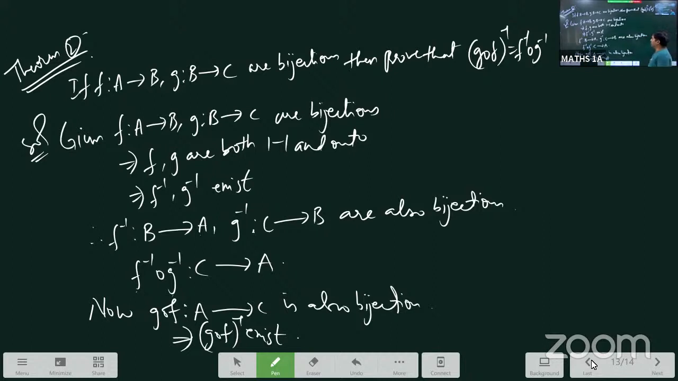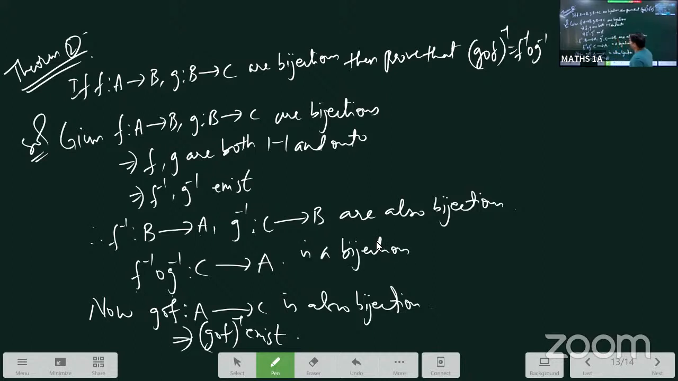C to A. F inverse is mapping from B to A and G inverse is mapping from C to B, and both are also bijections. Now write the composite function, F inverse circle G inverse. That will become C to A. That is also a bijection function.